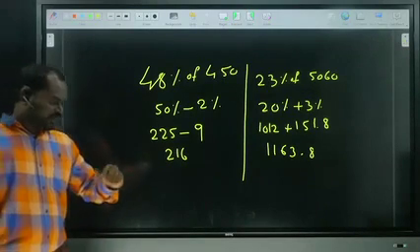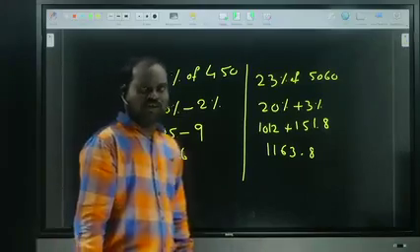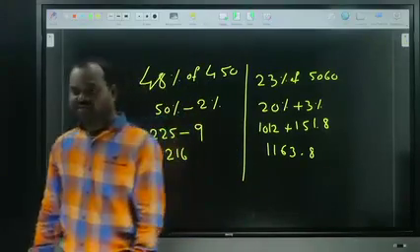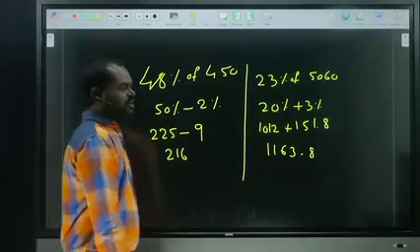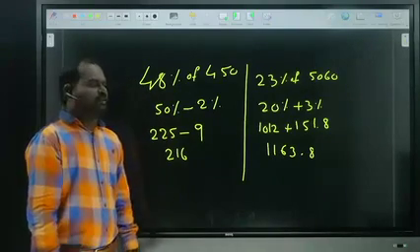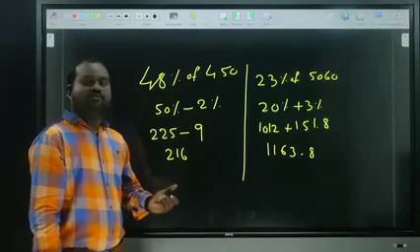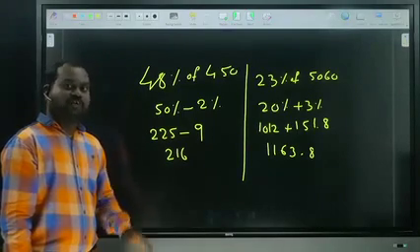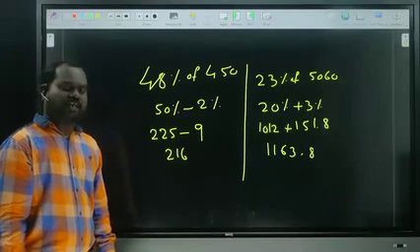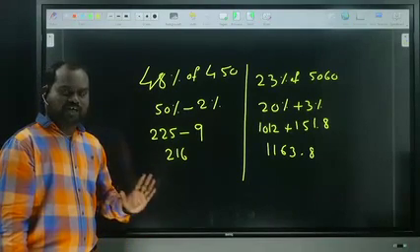Okay? What is 1 by 2? How much percent? 1 by 2 is 50. 1 by 3 is 33.33. 1 by 4 is 25. 1 by 5 is 20. 1 by 6 is 16.66. 1 by 7 is 14.28. 1 by 8 is 12.5. 1 by 9 is 11. 1 by 10 is 10 percent. 1 by 11 is 9. 1 by 12 is 8.33.